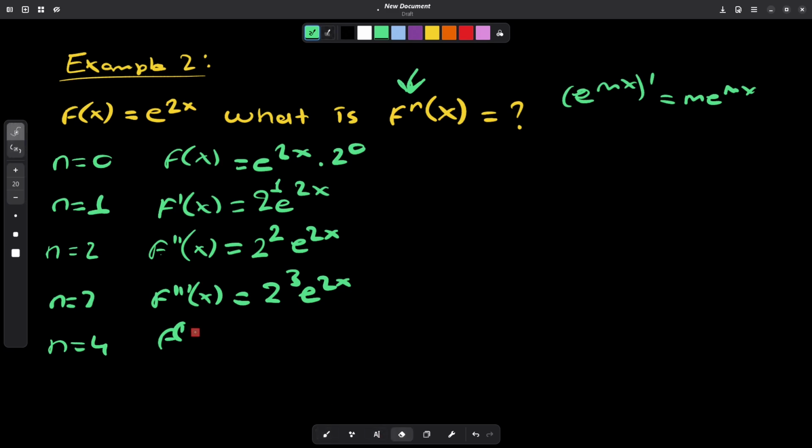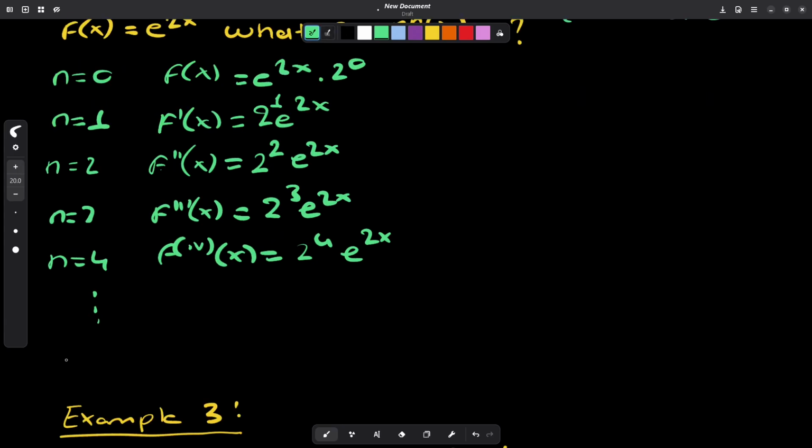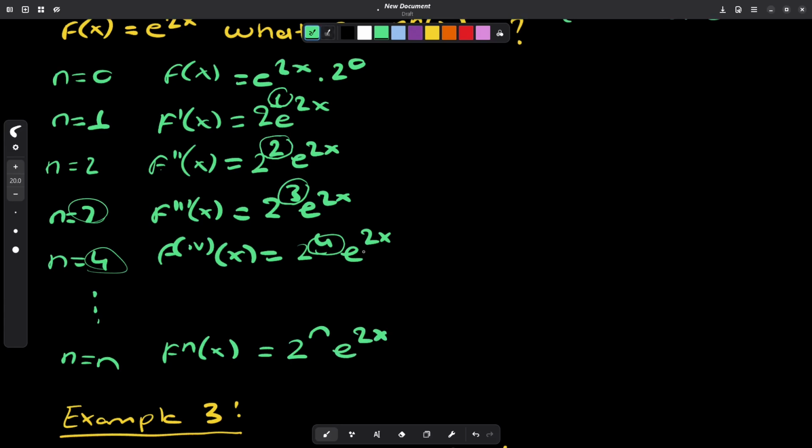That does not look like 4 at all. Okay. So this will be 2 to the fourth power, e to the 2x. It goes on and on. What do I get at my n? As we can see, for every n, the power of 2 also changes. And it's the same number as my derivatives. So therefore, the nth derivative will be 2 to the nth power multiplied with e to the 2x, because e to the 2x did not change.